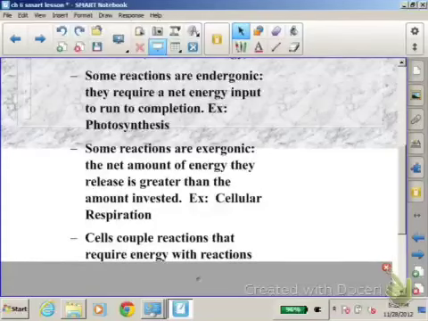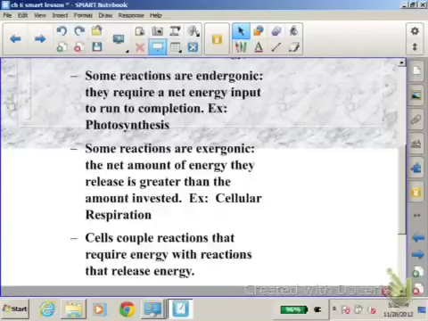It says cells couple reactions that require energy with reactions that release energy. So what that means is that your cells naturally will couple reactions, one that requires energy and one that releases energy, so they can work together to carry out the function that the organisms need. So that actually answers number 13. What types of reactions do cells couple together? Ones that require energy and ones that release energy. All right.